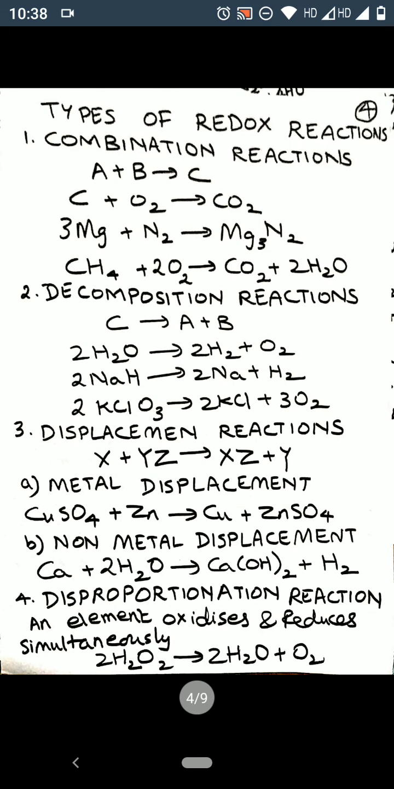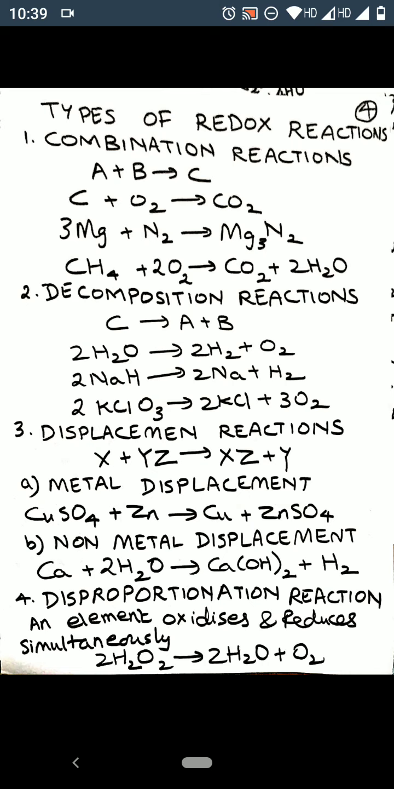There are types of redox reactions: combination, decomposition, displacement, metal displacement reaction, disproportionation reaction. Combination, where reactants combine to form a product. Decomposition reaction, where a reactant decomposes to give products. Displacement reaction, there are two types: metal displacement and non-metal displacement.